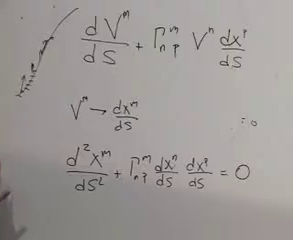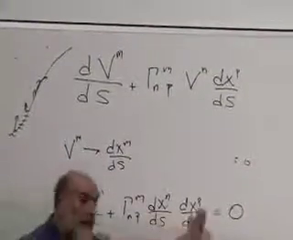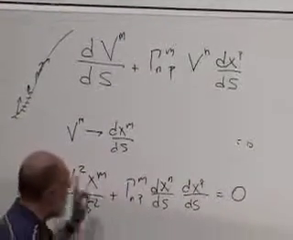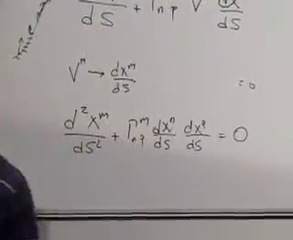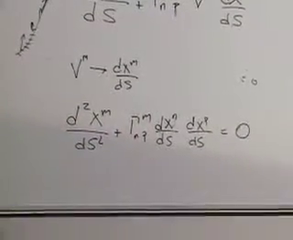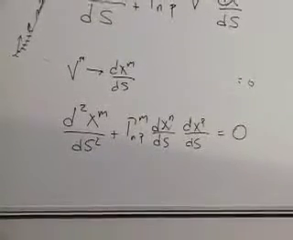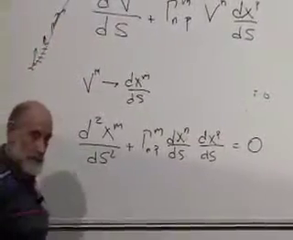If the covariant derivative of the tangent vector is equal to 0, I'm not saying it's always true for any curve, but if the curve is chosen so that the covariant derivative of the tangent vector is 0, then the curve is a geodesic. In a sense, it's the straightest possible kind of curve that you can have in the space.